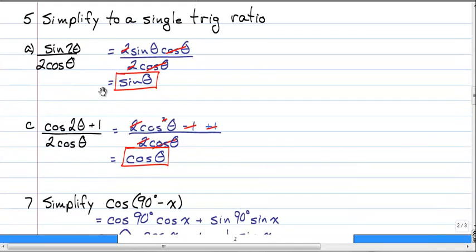Question 5, simplify to a single trig ratio. So sine 2 theta over 2 cos theta. Sine 2 theta, a double angle identity, is equal to 2 sine theta cos theta. Well, if we've got that over 2 cos theta, the 2's cancel, the cosines cancel, and we're left with sine theta, a single trig ratio.